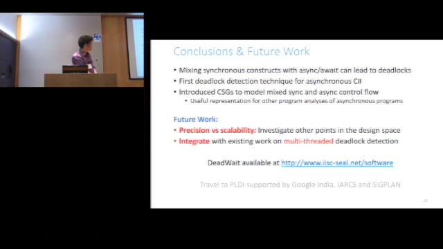So in future work, in this paper we explicitly configured our points-to and call graph analysis to be as precise as possible in order to not overwhelm the developer with false positives. But obviously doing this has an impact on scalability. So we would like to explore other points in this design space, and we want to integrate our work with existing work on multi-threaded deadlock detection. In particular, investigate how locking can interact with asynchrony and so on. So the tool is available at this website. It's open source. So thanks, and I can take questions.